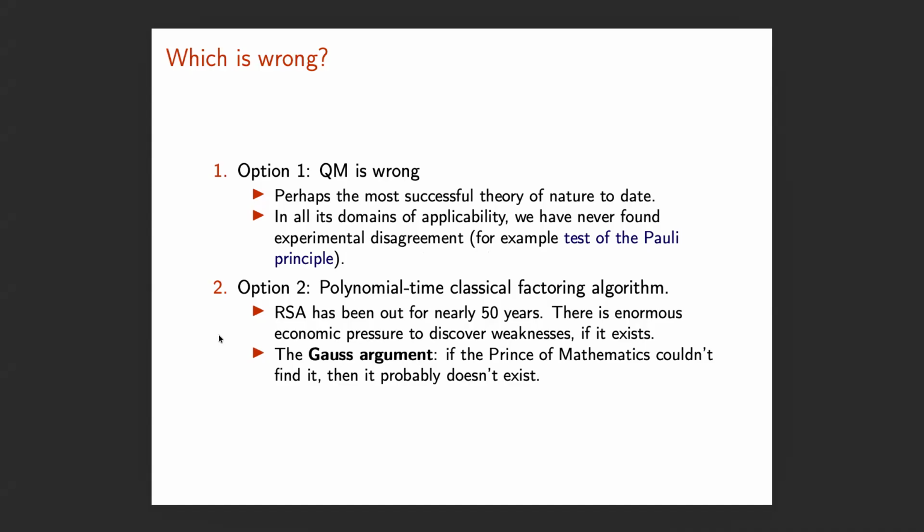Now, what you could say, however, is that somebody could cook up a polynomial time classical factoring algorithm. And I don't know how much you've studied of what Gauss has contributed. That's quite intimidating. When I've been teaching computational physics and science for many years, Gauss's name comes up everywhere. So maybe there is a Gauss argument. If the prince of mathematics couldn't find it, then it probably doesn't exist. Okay.